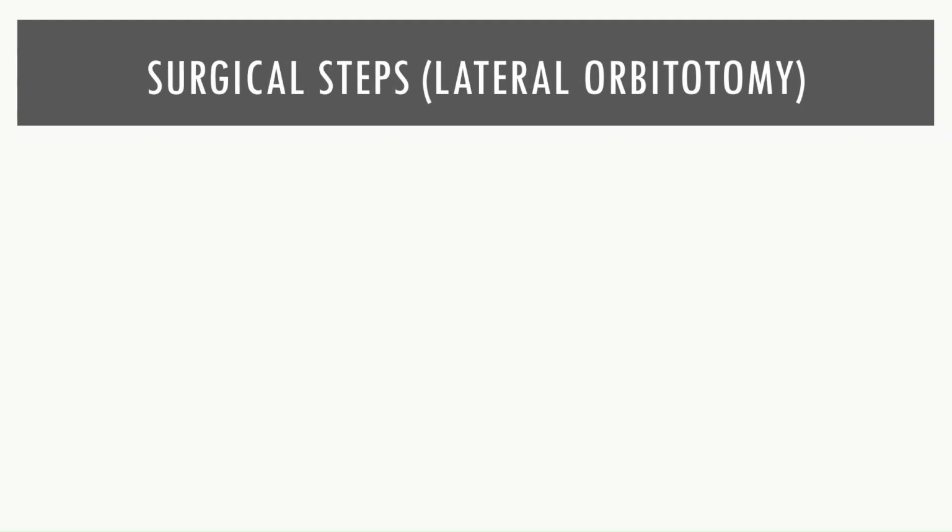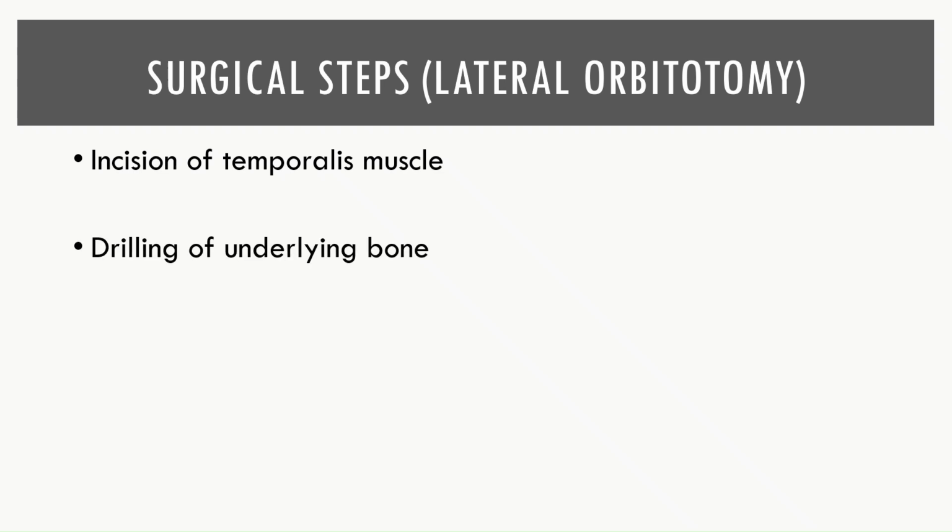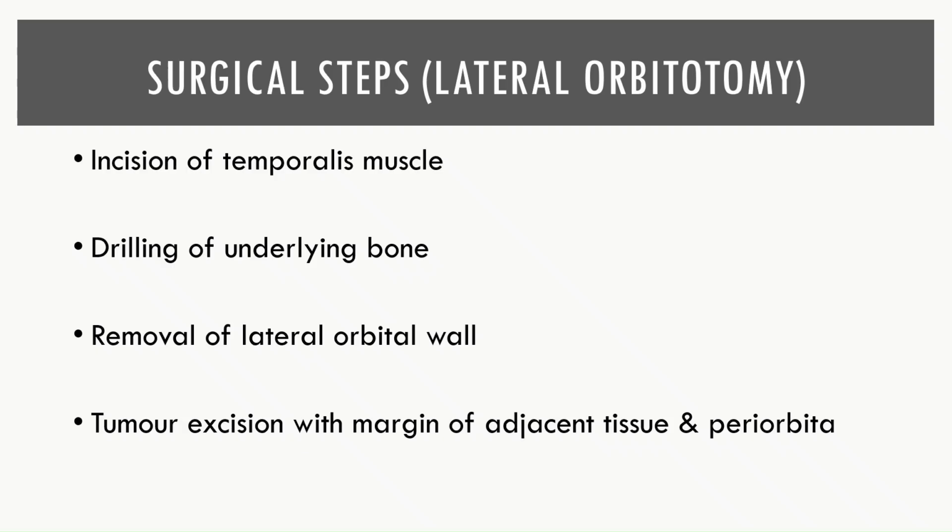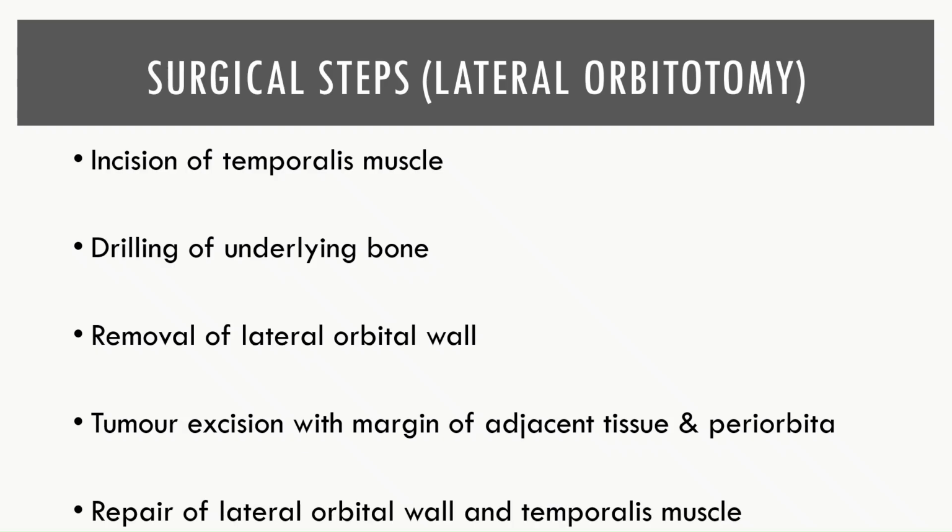Surgical steps. The temporalis muscle is incised. The underlying bone is drilled for subsequent wiring. The lateral orbital wall is removed and the tumor excised, including a margin of adjacent tissue and periorbita. The lateral orbital wall and temporalis are repaired.